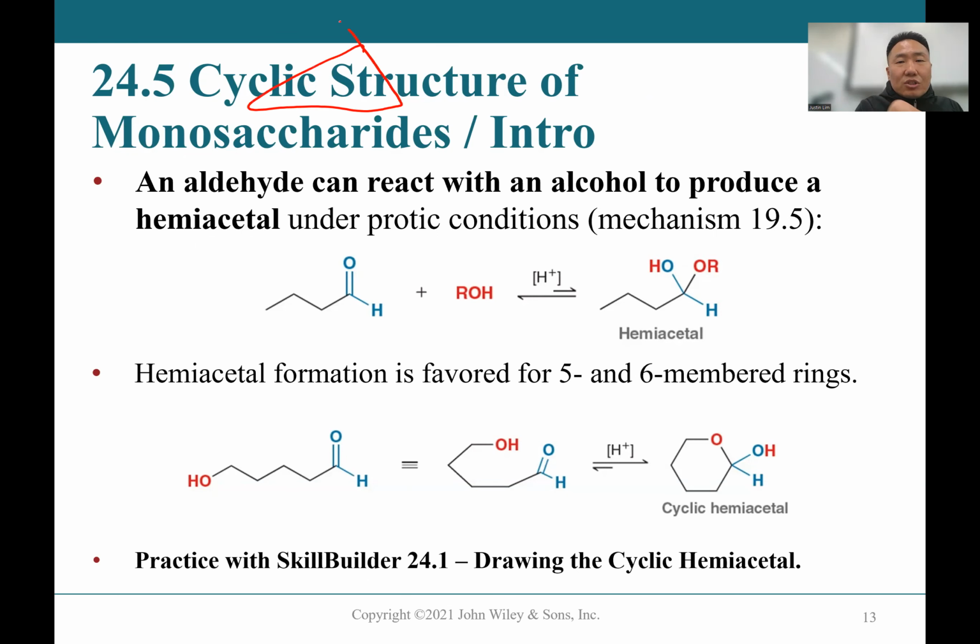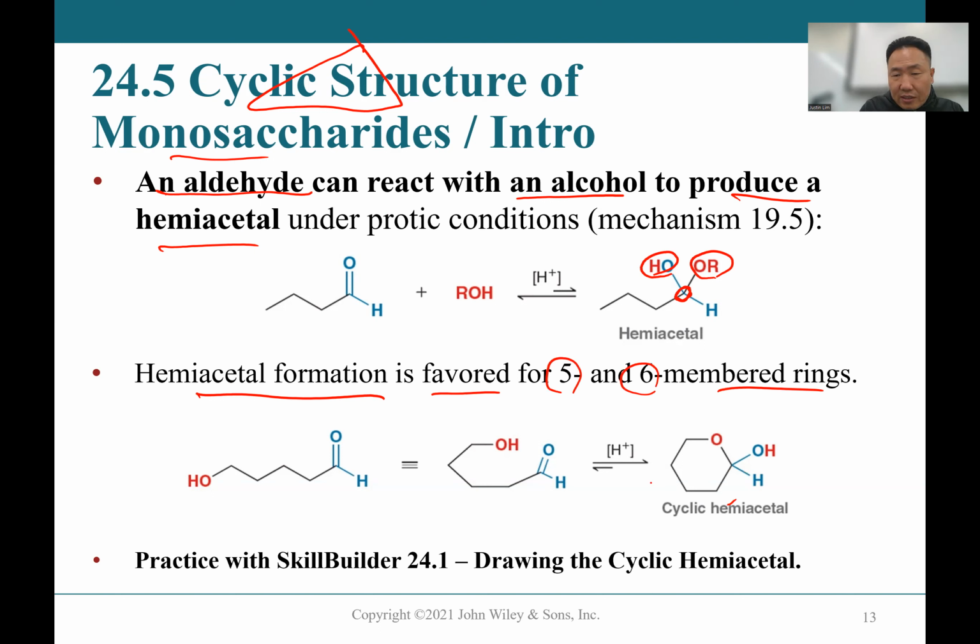Let's look over the cyclic structure of monosaccharides. An aldehyde can react with an alcohol to produce a hemiacetal. In a hemiacetal, on the same carbon, you can see one OH, one OR group. That's hemiacetal. Hemiacetal formation is favored for 5 and 6 membered rings. In this case, you can see a 1, 2, 3, 4, 5, 6 membered ring. So we can call this a cyclic hemiacetal. On the same carbon, you can see one OH, one OR group. This is a cyclic hemiacetal.